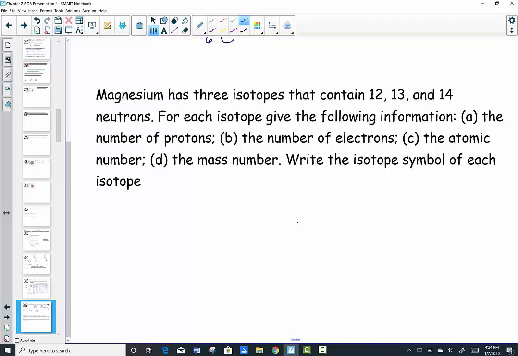Magnesium has 3 isotopes, so I know that I'm going to end up writing 3 elemental symbols in standard form for magnesium. The first contains 12 neutrons. The next contains 13 neutrons. And the next contains 14 neutrons. For each of these isotopes, give the following information, and then use it to write the symbol.